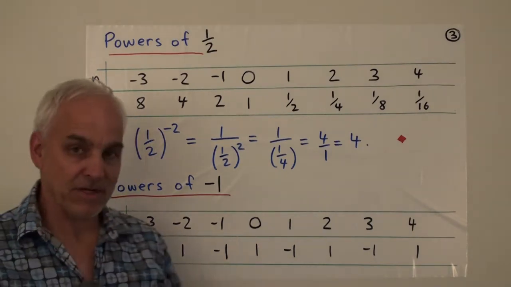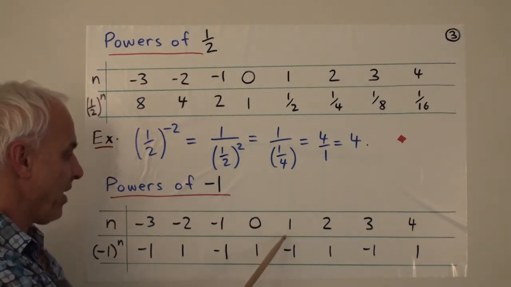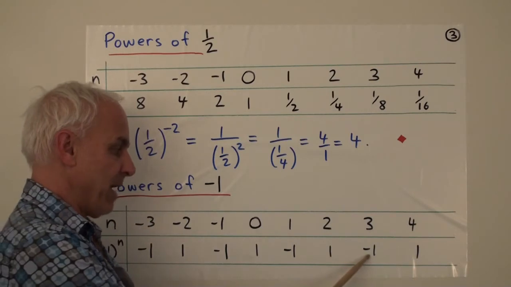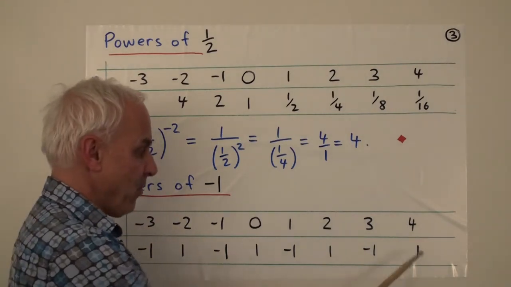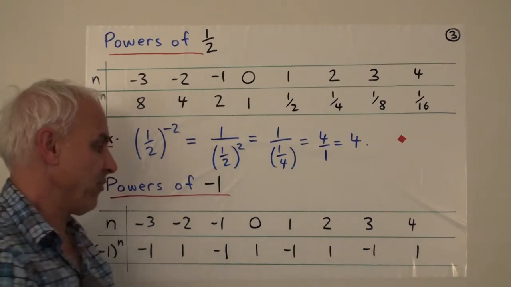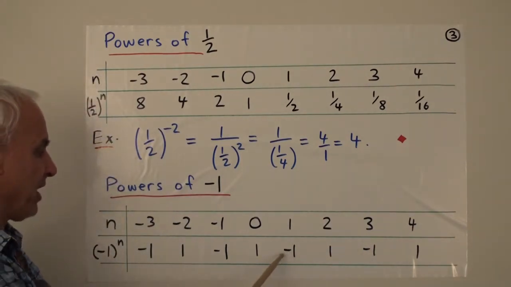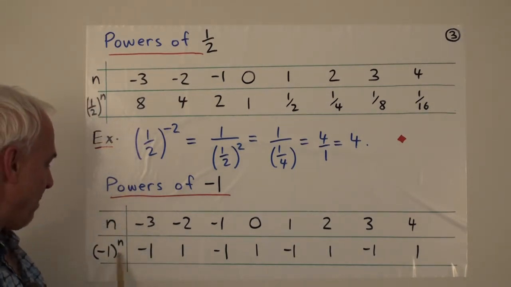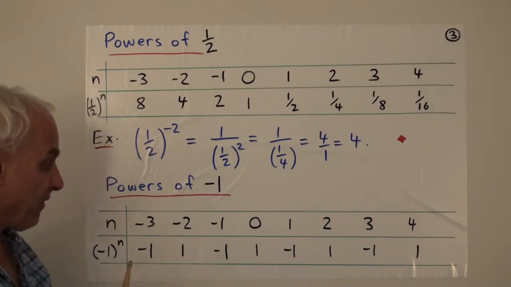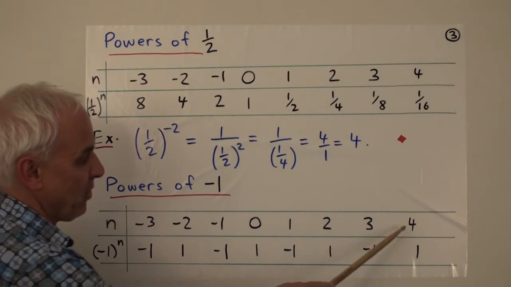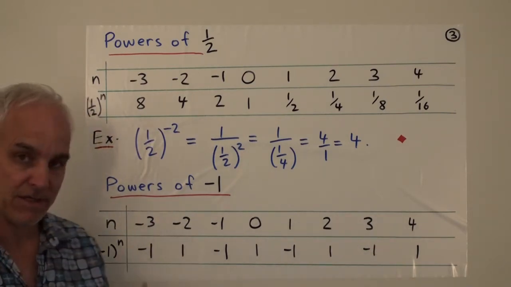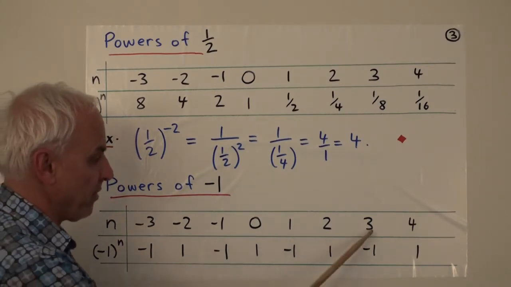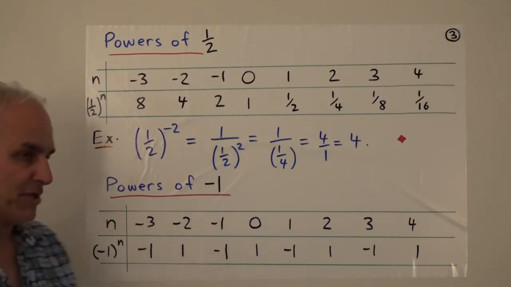And powers of -1 are very simple, because -1 to the 1 is -1, and then you square it, you get 1. You multiply by -1 again, you get -1, and then 1. So they alternate: -1, plus 1, minus 1, plus 1. And the pattern carries on even for negative integers. So the rule is that -1 to the n is 1 if n is an even number, like 0, 2, 4, -2, -4. And it's -1 if n is an odd number, like 1, 3, 5, -1, -3, and so on.